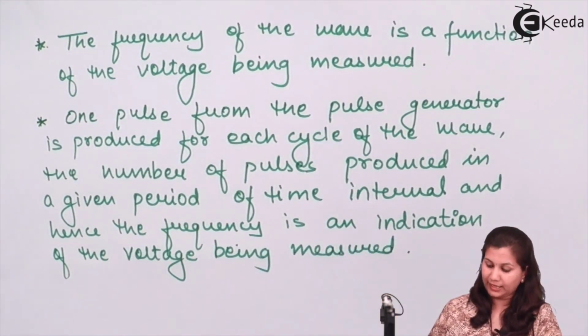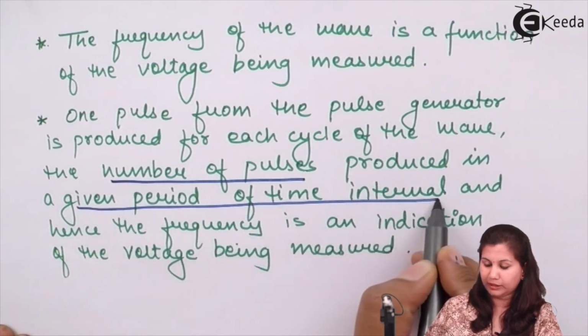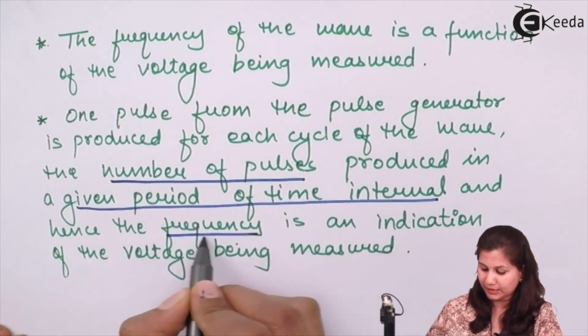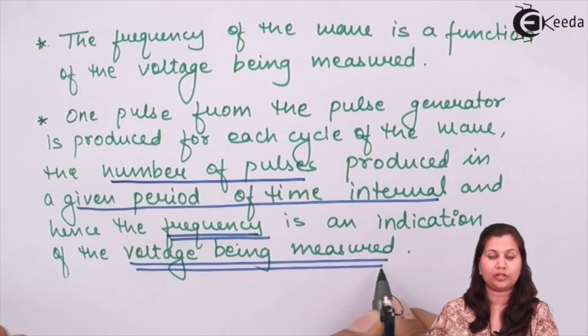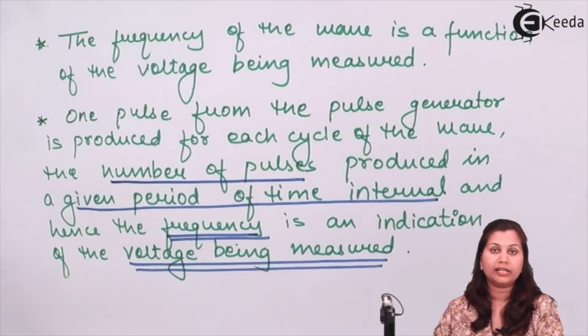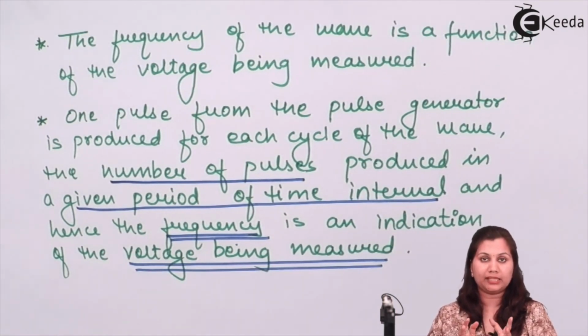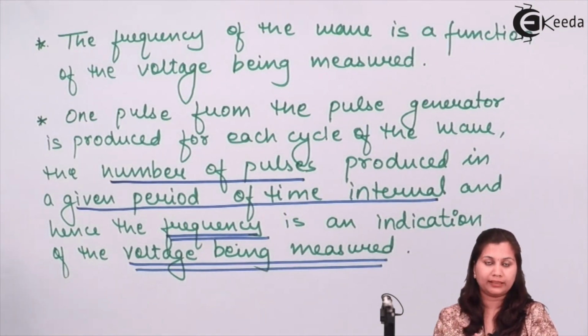So we can say that the number of pulses produced in a given time interval, which we call the frequency, is an indication of the voltage being measured. So in this way, the integrating type of digital voltmeter, integrating means over a period of time we are measuring the signal. The average value of the voltage is being calculated.